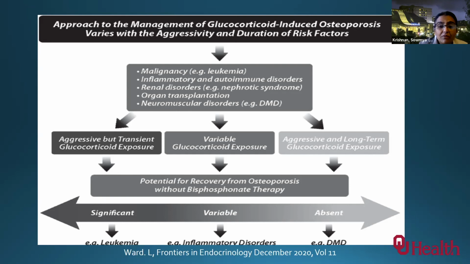Examples of these conditions are leukemia, where you get glucocorticoids at the induction phase, but then it's going to be stopped after 3 to 6 months. Inflammatory bowel diseases, you don't know how long they will continue steroid. Versus Duchenne muscular dystrophy, where you know they're going to get glucocorticoid therapy forever. So when you get an idea of the primary condition and how long the glucocorticoid exposure is, that will dictate your management.